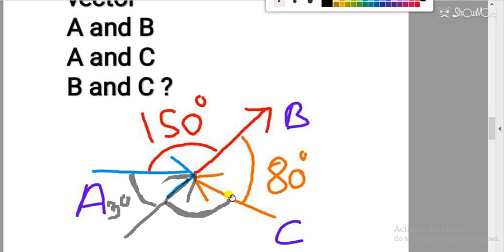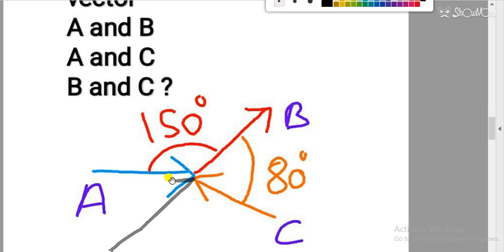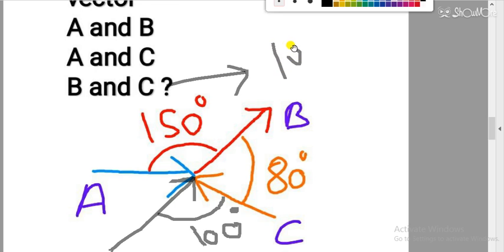How can we find this angle? This full complete line is making 180, so this will be 100. If I move B backward, students, there is no need to find that 30. This 80 plus 100 is 180. The head of B is meeting the head of C, so this will be 100 degrees. So the angle between B and C vectors is 100 degrees. You can note it down and check the answers.